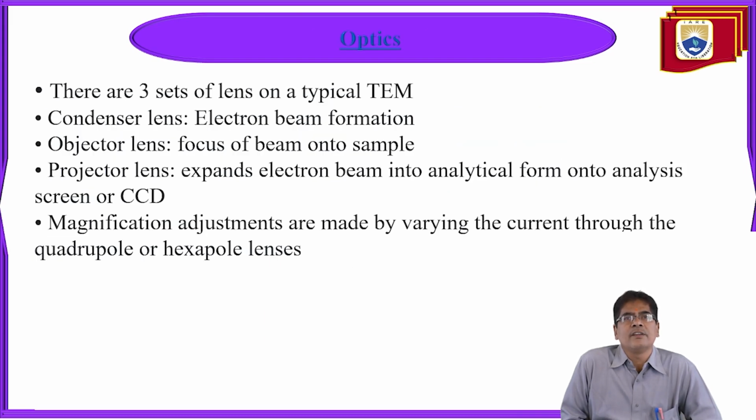There are three sets of lenses in a typical TEM: the condenser lens, objective lens, and projector lens, right? The projector lens expands the electron beam onto the analysis screen or CCD. Magnification adjustments are made by varying the current through the quadrupole or hexapole lenses.